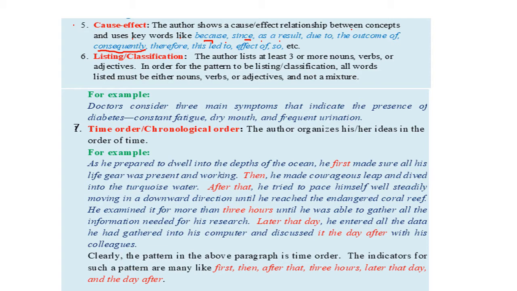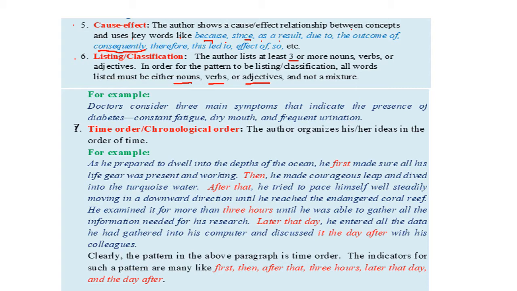And then finally, number 6, listing and classification. This is a very popular pattern with authors. The author here lists 3 or more nouns, verbs, or adjectives. In order for the pattern to be listing or classification, all words in the list must be either nouns or verbs or adjectives and not a mixture.